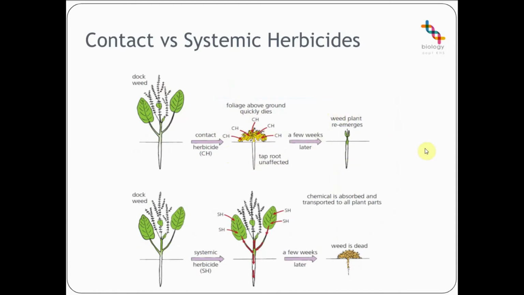On the other hand, a systemic herbicide is going to affect the internal systems of the plant. So when it's sprayed, the selective herbicide itself is absorbed into the plant and transported around all of the plant parts, and a few weeks later the weed has still died off. It will not be able to return. So that's got a more lethal effect on the leaves and the roots of the plant.